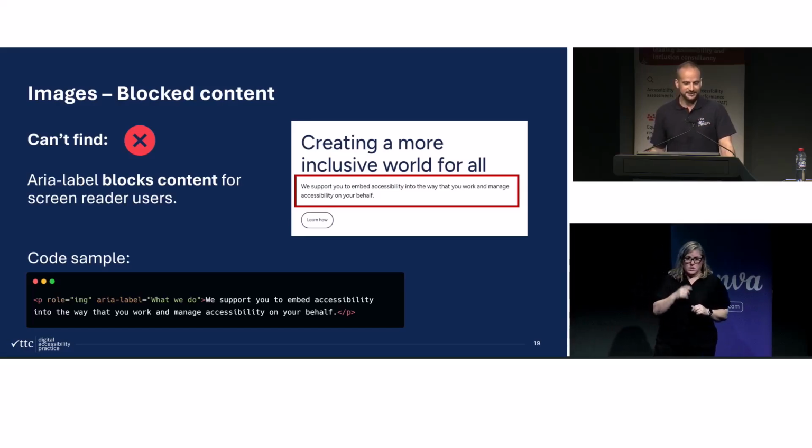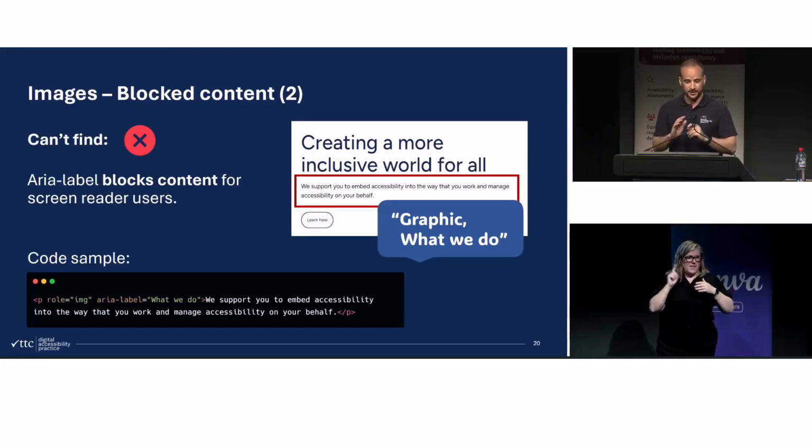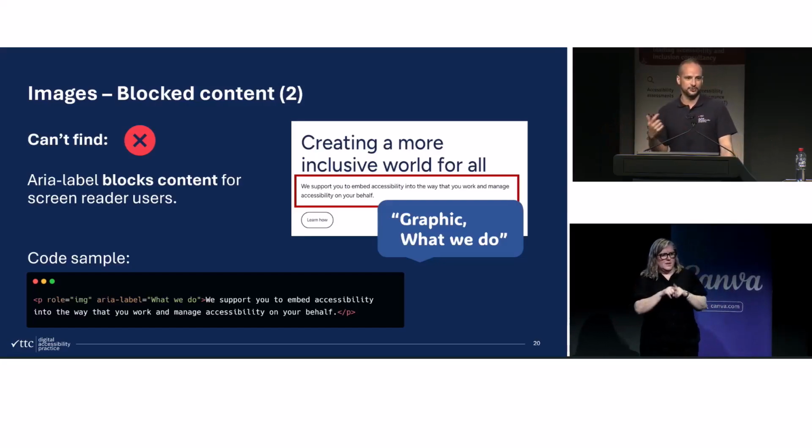But clearly, this is not an image, it's a piece of paragraph text. And so what that would mean for a screen reader is that it will announce graphic, or it will announce that it's an image of some kind, and it will say what we do. And it will completely ignore the rest of that paragraph, that whole paragraph. So that's unavailable to a screen reader user, and yet not only does the automated tool not pick this up, but it told us to do it. So not good.